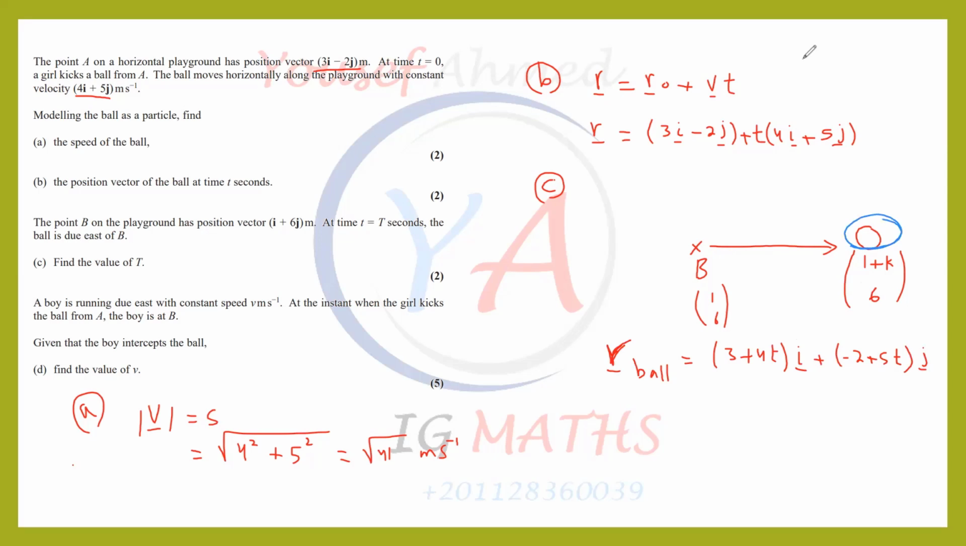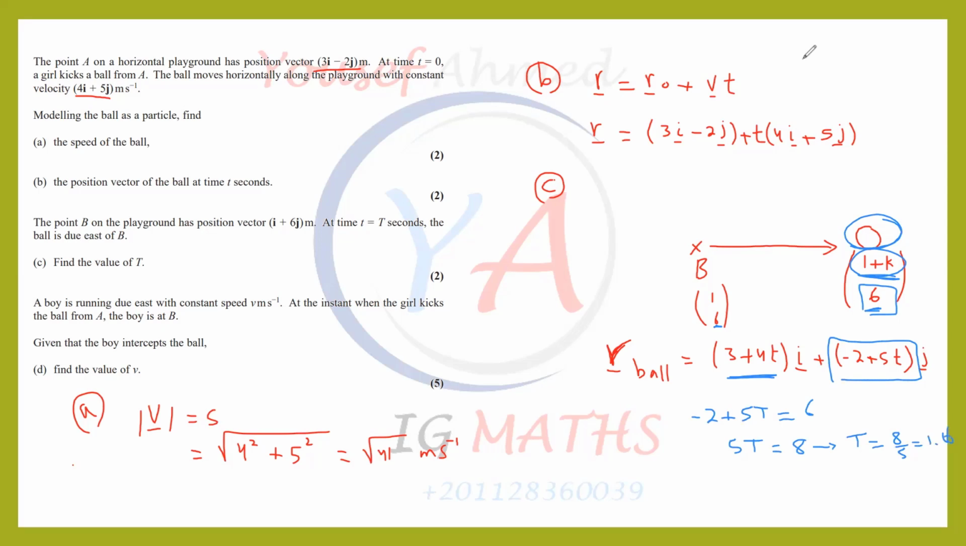There is no change in the j component, because it's due east of B, but there is a change in i. So you cannot compare the i components now, because you have more than one unknown, t and k. You can work directly on the j component, equating this to this, so we can know after how much time the ball is due east of point B. So 5t is equal to 8. So the time is 8 over 5, which is 1.6.